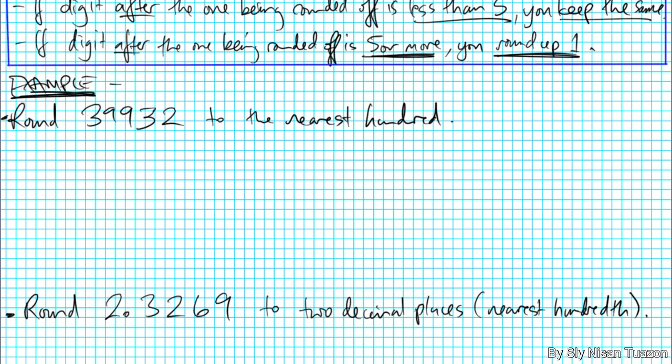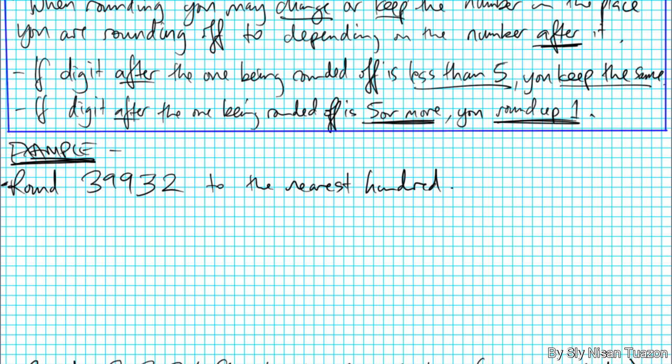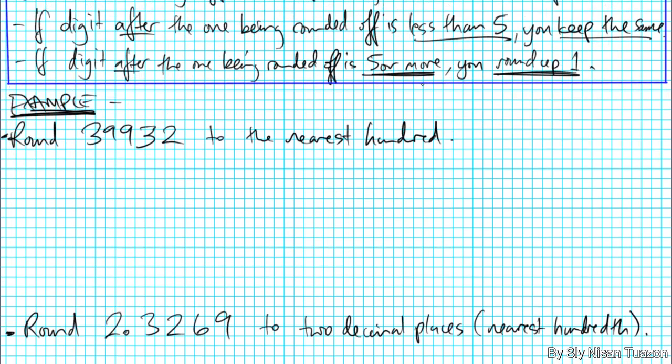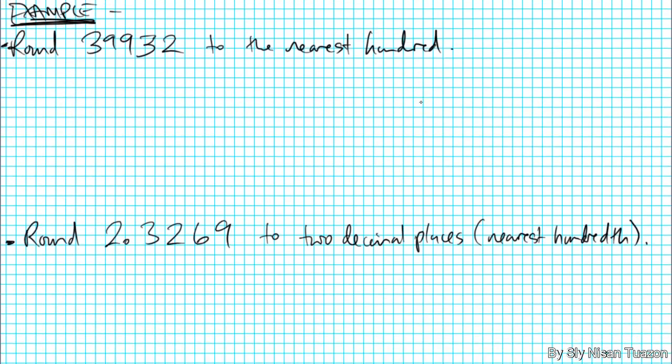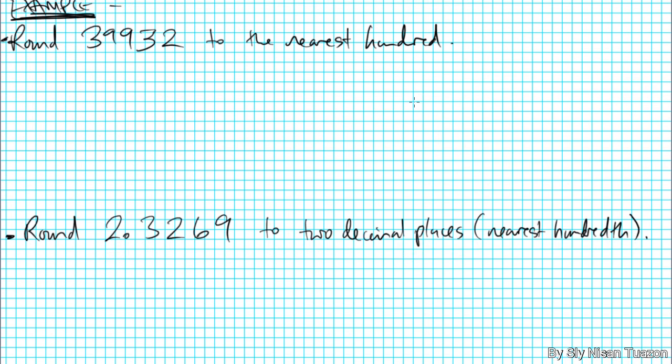So let's say I was rounding 23 to the nearest 10. Okay, 2 is in the tens column, so I look at the number after it. 3 is less than 5, so I don't change anything. The nearest 10 would be 20. Alright, so to give you some examples here, so that you can follow along.